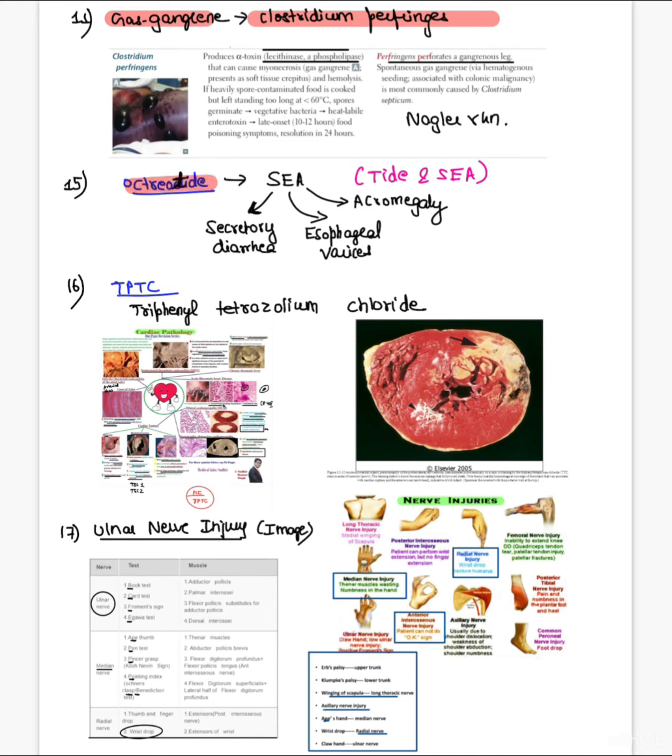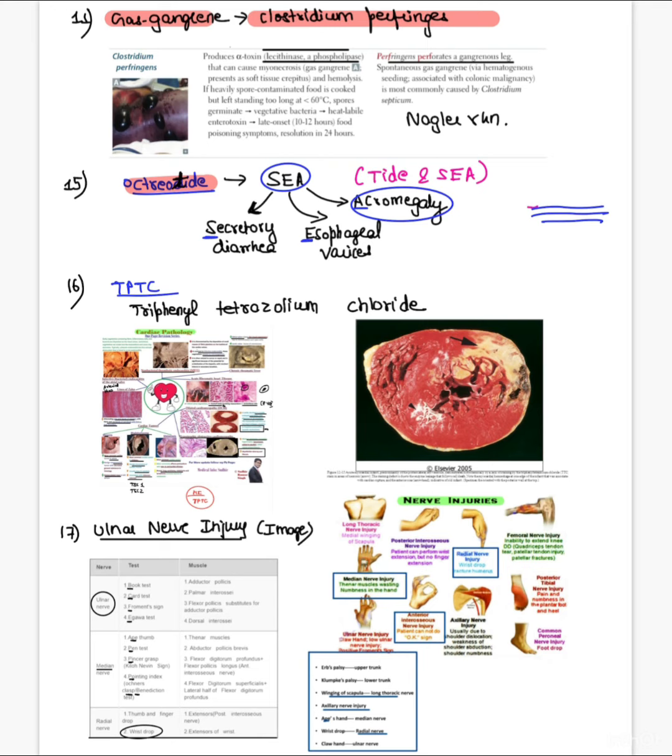Then they ask you about octreotide, how did they ask you? They ask you what is the treatment in acromegaly, guys. If you remember how I asked you to read it, that tide and C are related, in the C you will see the presence of tide, so the mnemonic for octreotide uses was the C. S for secretory diarrhea, E for esophageal varices, and A for acromegaly, and you see the question gets solved.